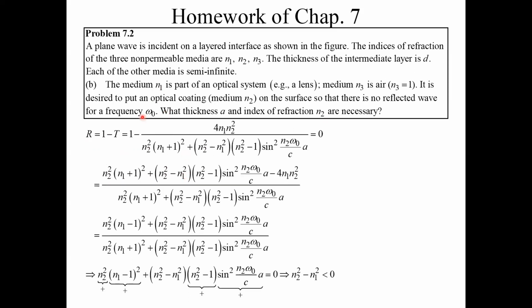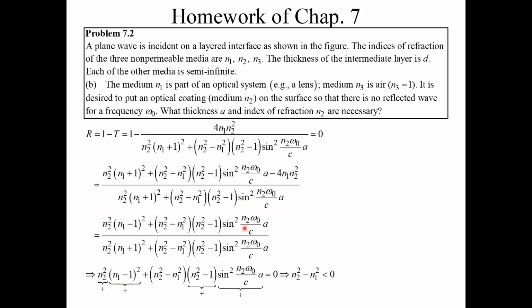For part B, the medium N1 is part of an optical system. Medium N3 is air. It is desired to put an optical coating N2 on the surface so that there is no reflected wave for a frequency omega 0. What thickness A and index of refraction N2 are necessary? So we just calculate the reflection coefficient here, and just sorting our equation, we'll get this one.